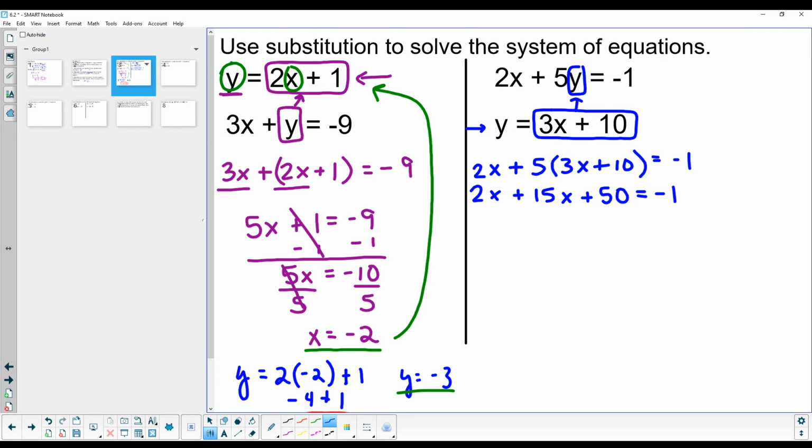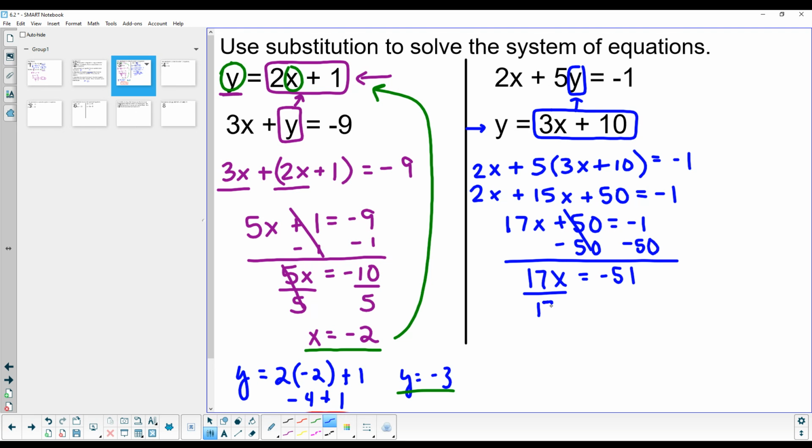Then I can combine like terms. So 2x and 15x is 17x, plus 50 equals negative 1. Okay. Then you can solve this like a regular equation. Minus 50 from both sides. You get 17x equals negative 51. Okay, then I'm going to divide by 17. If I take negative 51 divided by 17, I'm going to get negative 3 for x.